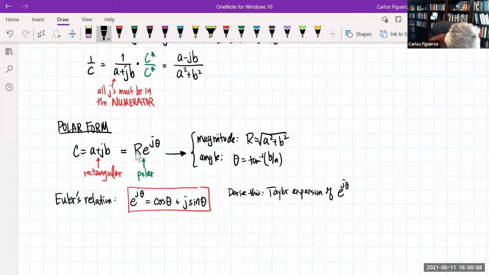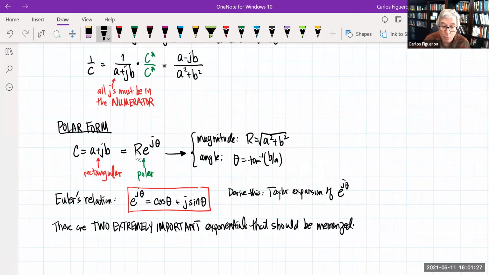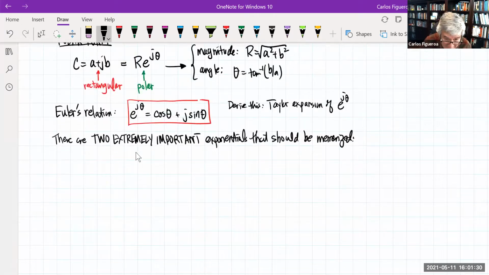So there are two extremely important exponentials that should be memorized. Okay, you want to memorize these. These are outrageously important. There's e to the j times one half pi.